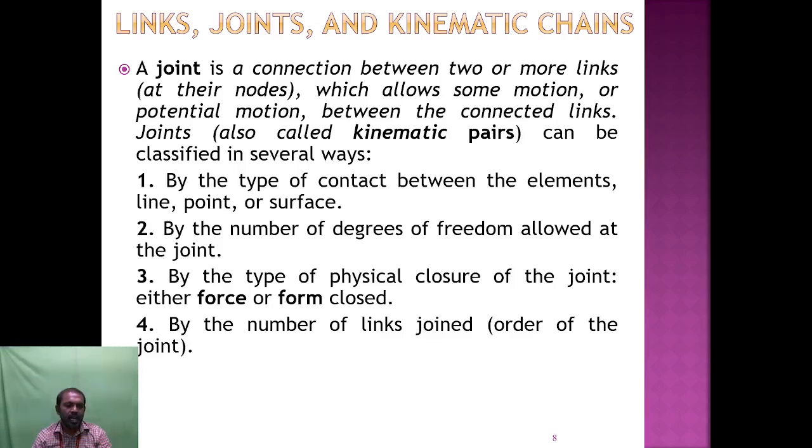this joining that connects links to show relative motions. A joint that connects links with relative motion is a good definition of a joint. The joint is a connection between two or more links which allows some motion or potential motion between the connected links. The joint is also called a kinematic pair. It can be classified in several ways.